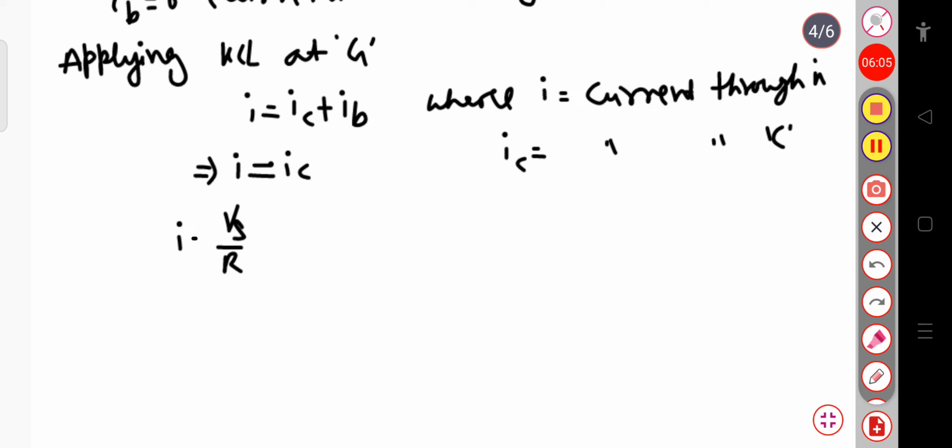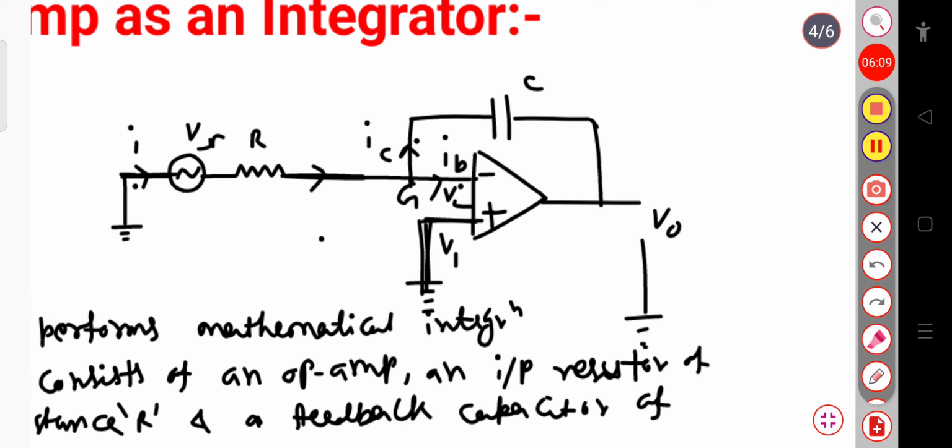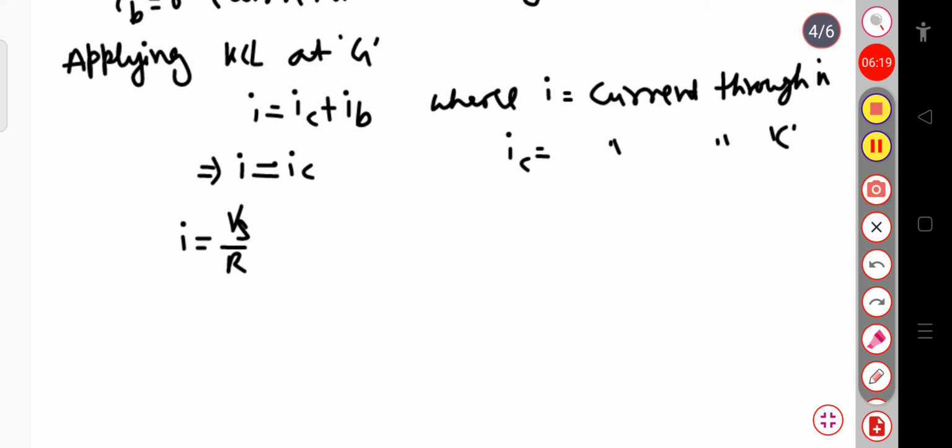I equal to Vs by R. And also, if I see what is the value of the capacitor current, that is IC, here also you can see Is will be equal to Vs divided by R. Since I equal to IC, I can write this is also equal to Vs by R. Now let us suppose this is your equation 1.